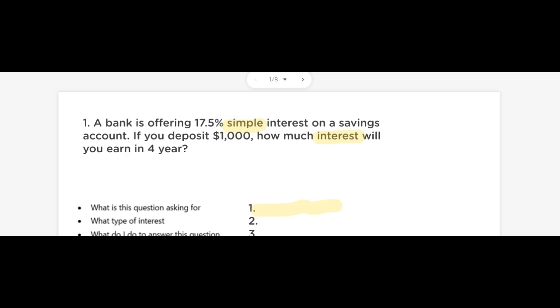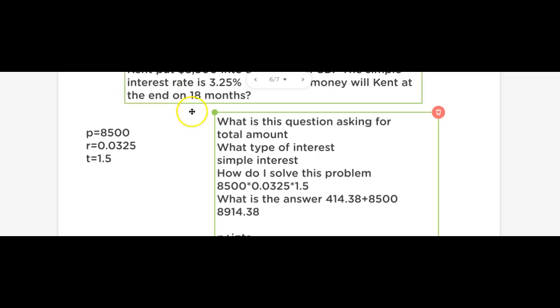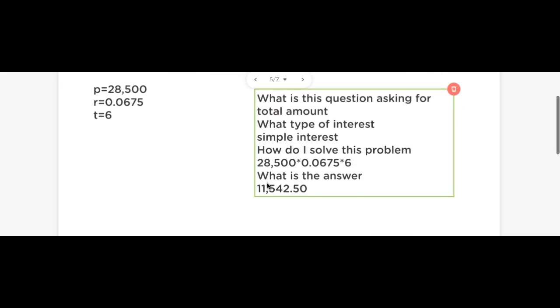The mistake that I made on the previous problem, because I'm getting up on time, was that I did not add the principal to the interest. So I should have added to this 28,500, and that would have given me 28,500 plus 11,542.50. So the answer would have been 40,042.50. That would have been a correct answer to that.